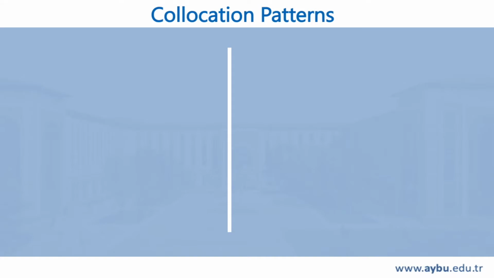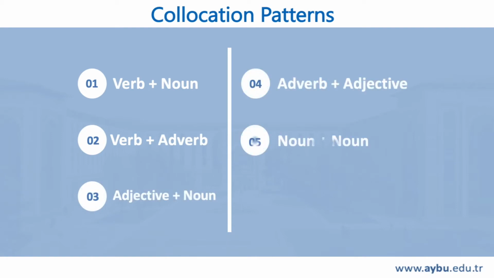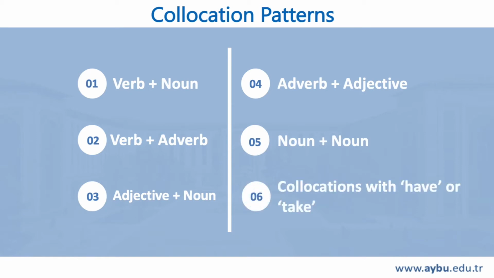To start using the most common collocations in the right way, we need to start somewhere. And to understand collocations, first we need to be aware of the patterns of them. That's why I will introduce the patterns with some examples. As you can see, there are 6 patterns of collocations. We will have a deeper understanding by introducing them one by one.